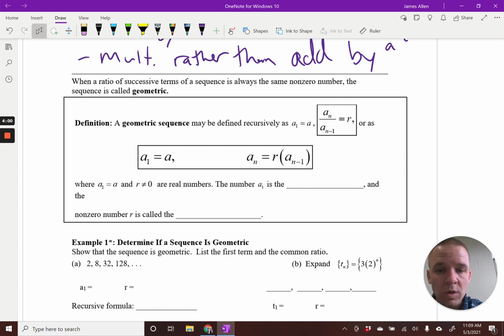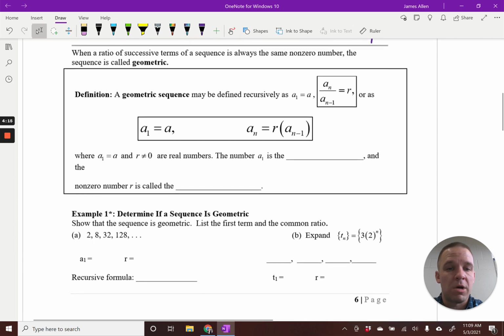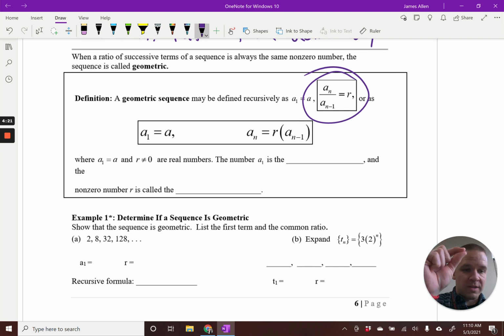So we can define it recursively by going with a sub 1 is equal to a, our first term, some number a, and a sub n is equal to the common ratio, like we had in the previous ones where they were 3 and then 2, multiplied by the previous term. Now that common ratio is calculated by taking a term and then dividing by the previous one, okay?